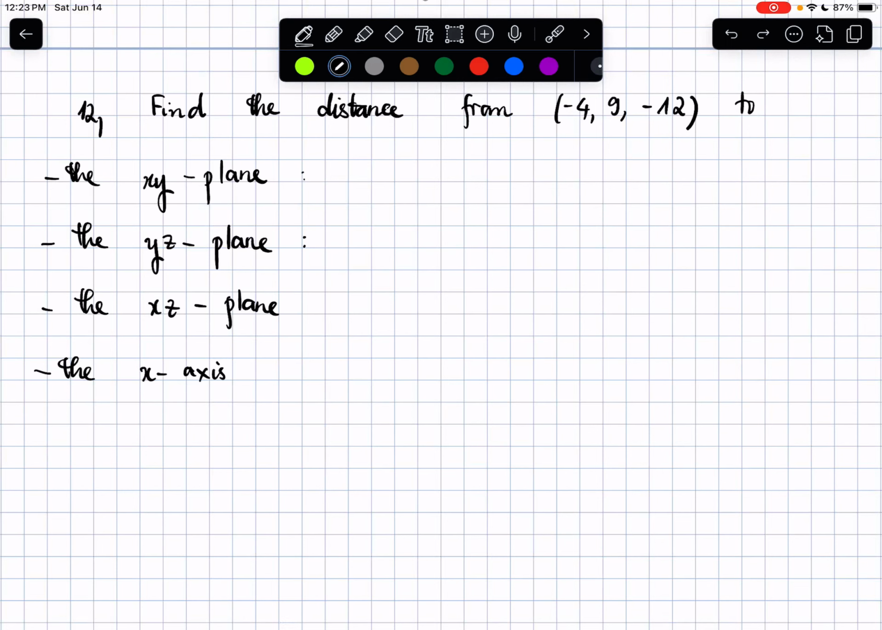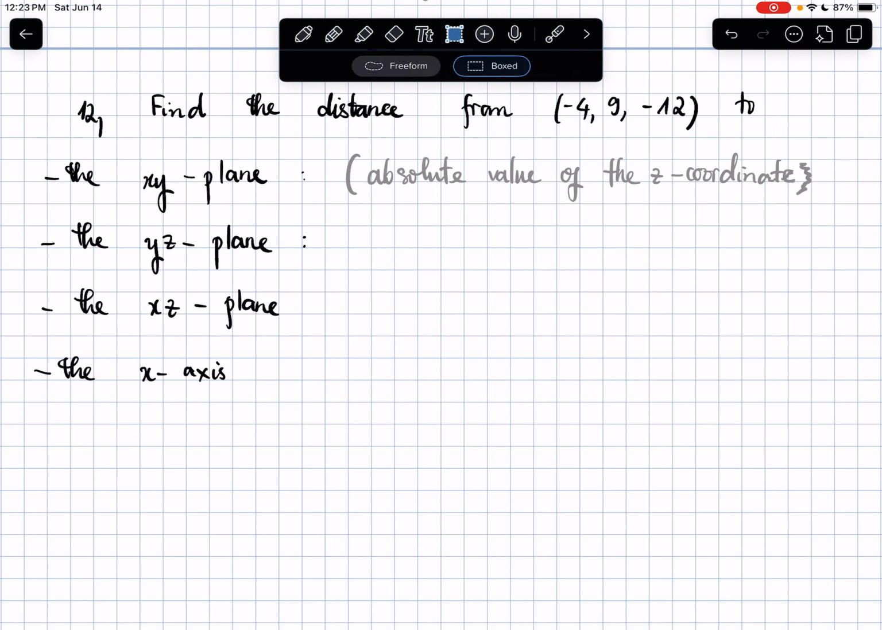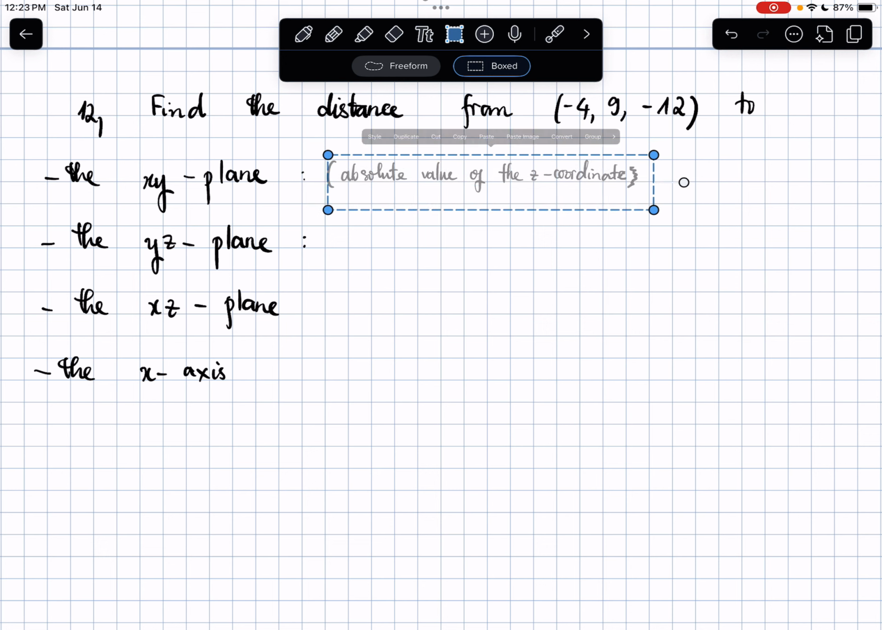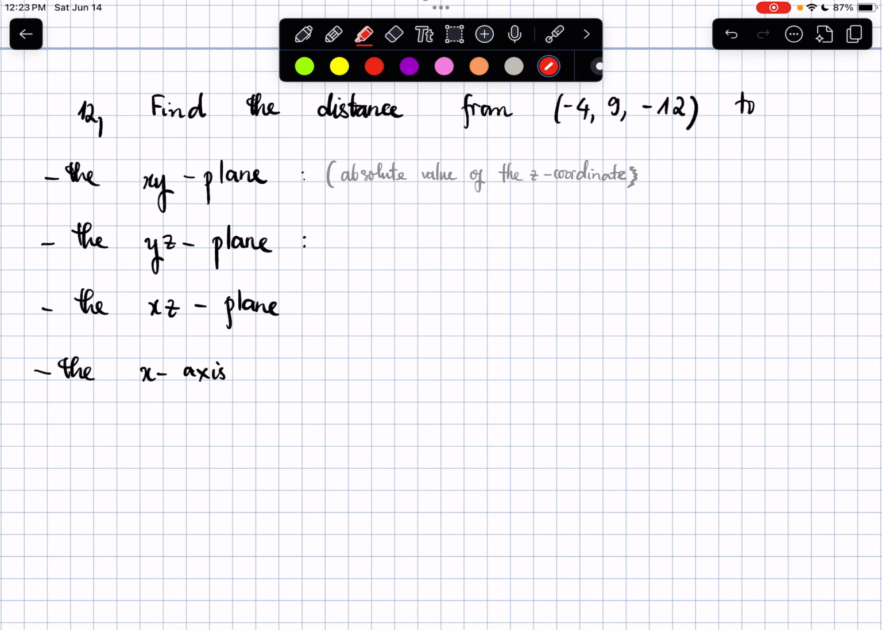Find the distance from (-4, 9, -12) to the xy plane. So we know that is the absolute value of the z coordinate, right? Absolute value of the z coordinate. So for the xy plane, the distance is the absolute value of -12, which is 12.